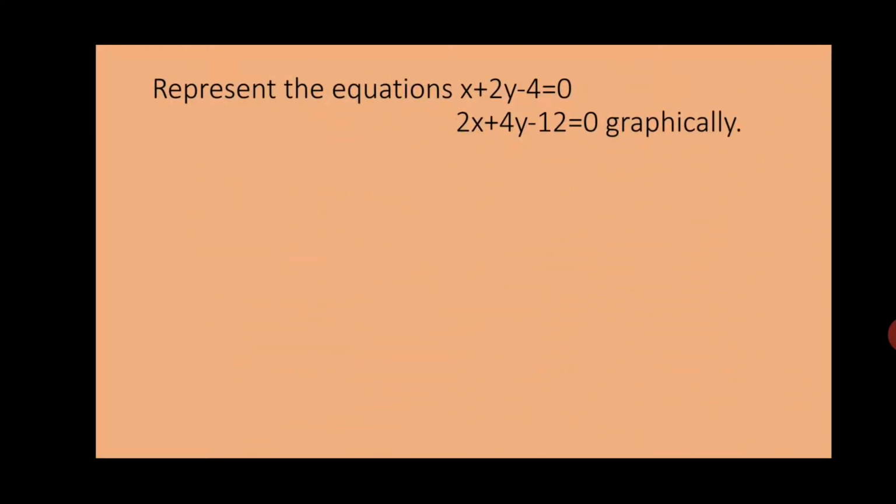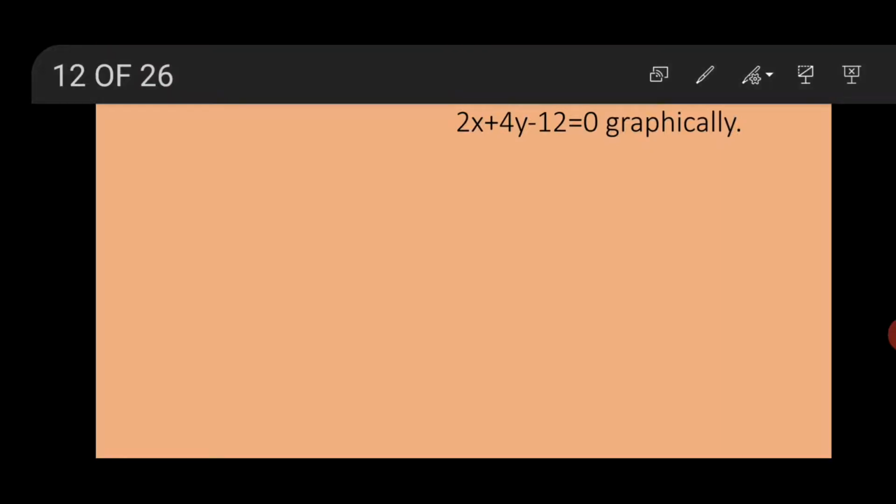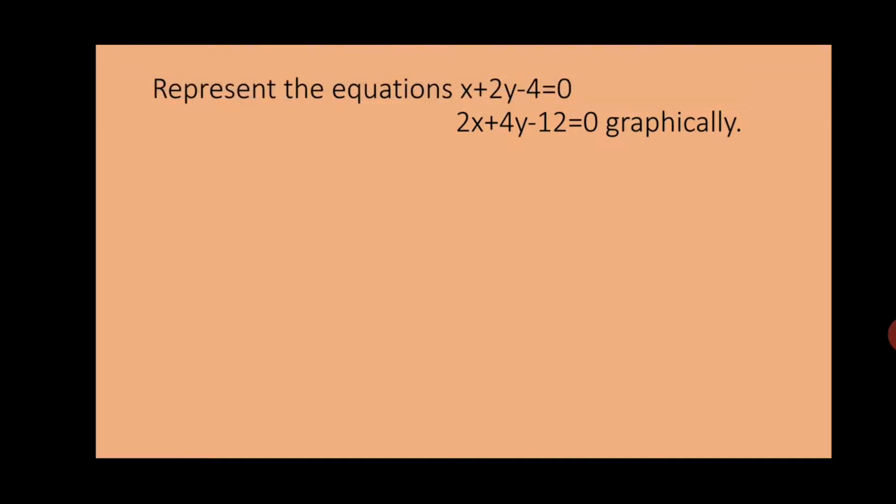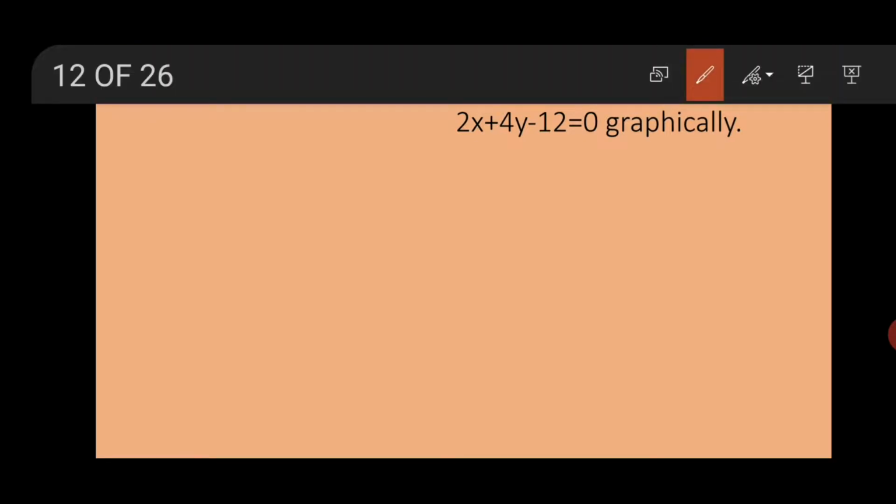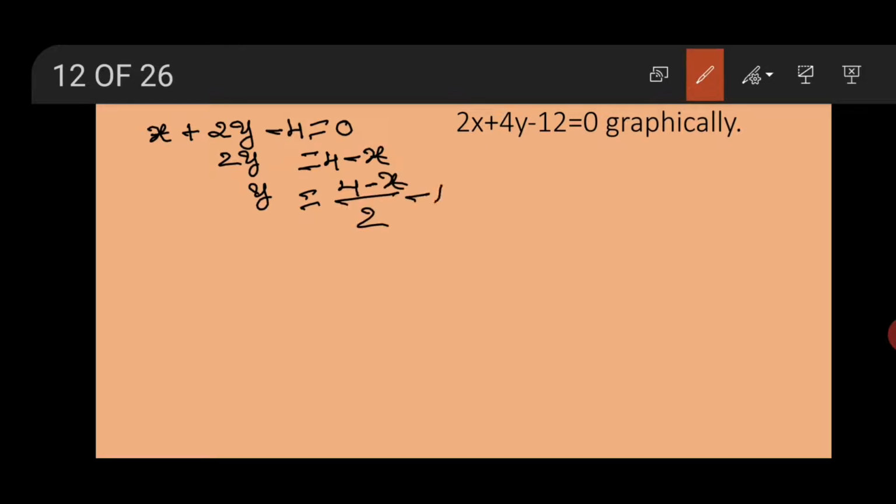Okay, let us see one more problem. Represent the equations x plus 2y minus 4 is equal to 0, 2x plus 4y minus 12 is equal to 0 graphically. So in each equation we have to write the value of y. First, x plus 2y minus 4 is equal to 0. So 2y is equal to 4 minus x. Therefore y is equal to 4 minus x divided by 2. This is equation number 1.